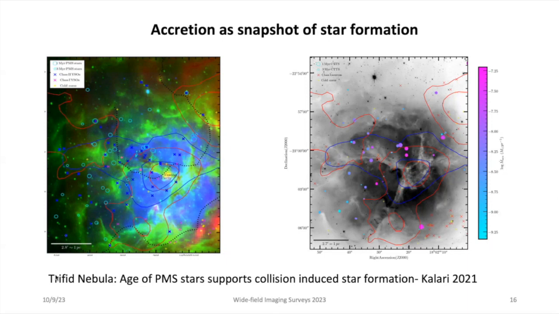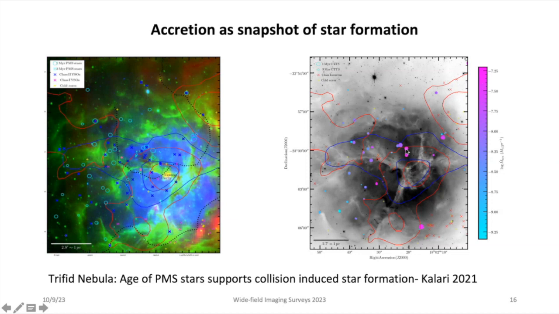But when I looked at observations using the same method where we identify pre-main sequence stars, you saw that there are no pre-main sequence stars right in the center, and the ages of the stars on two different sides of the clouds are very similar, and this is smaller than the crossing time, which basically suggests that there could have been cloud-cloud collision-induced star formation.